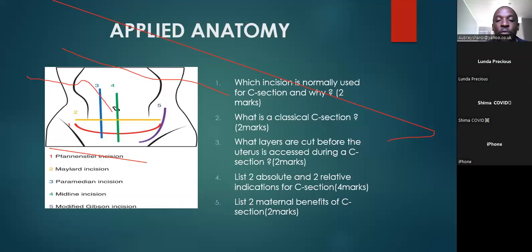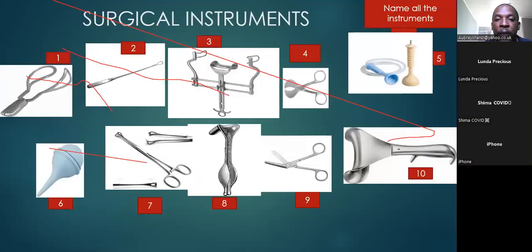Some of you, when you're asked what is an absolute indication for C-section, you say big baby. But we've seen big babies being delivered vaginally, so that's not an absolute indication. Then we already discussed maternal benefits, fetal benefits, maternal problems with C-section, maternal advantages with C-sections. Just look at that tutorial on C-section, which is on that YouTube channel where I'm posting all the tutorials.